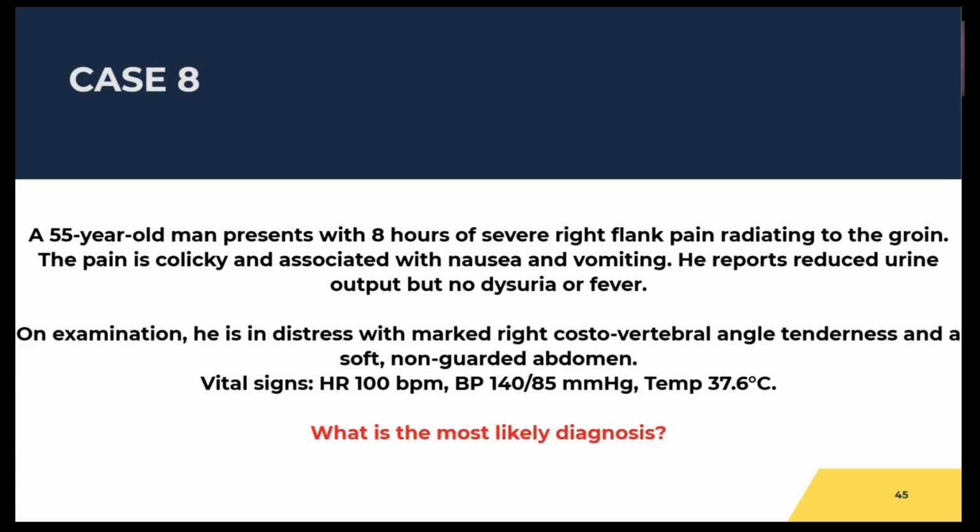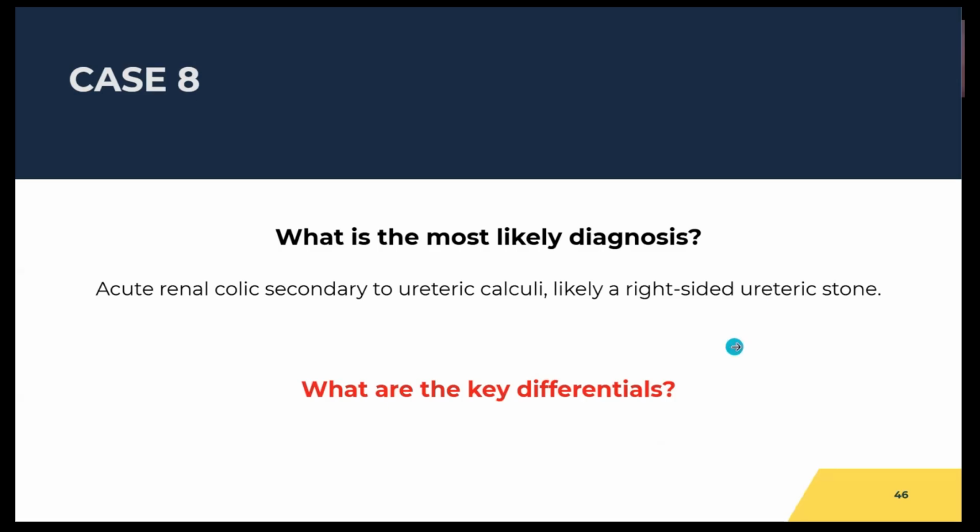Okay, so some people want to put renal colic in the chat. So yes, the most likely diagnosis would be acute renal colic secondary to ureteric calculi, most likely right-sided based on the right-sided pain. Other things that might help differentiate this: they have the classical features of sudden colicky flank to groin pain, nausea, vomiting, as well as costovertebral angle tenderness.